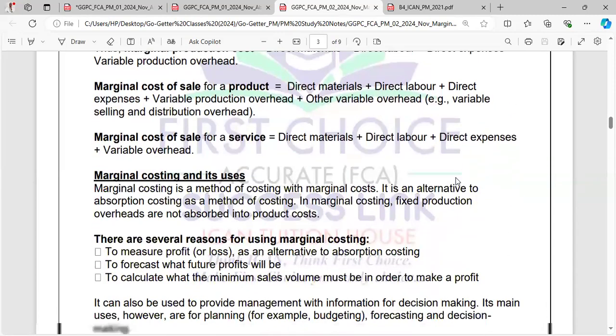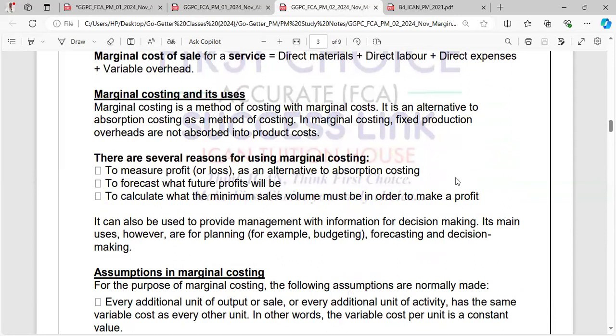Now, what are some of the uses of marginal cost? One of the uses is that it is a measure of profit and loss, which is an alternative to using absorption cost. You can forecast with marginal costing what your future profit will be. For example, in break-even analysis or cost volume profit analysis, you can use it to know if you have broken even. You can use it to know what your future profit will be.